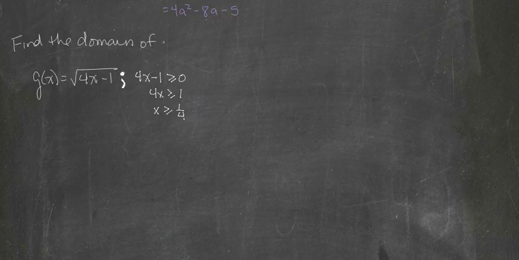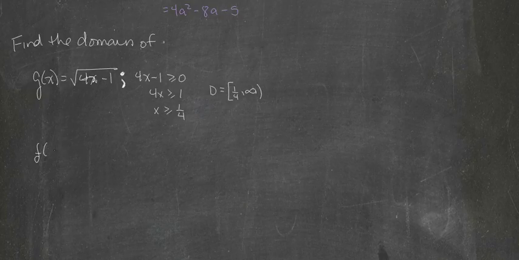Okay, so this is an interval, so I'm going to use interval notation. So the domain is on the interval 1/4 included, because you're allowed to have 0. 4 times 1/4 equals 1. Take away 1 equals 0. Right? So 1/4 all the way to infinity, and of course you can't ever include infinity. So that's the domain of this function. Let's look at another example.